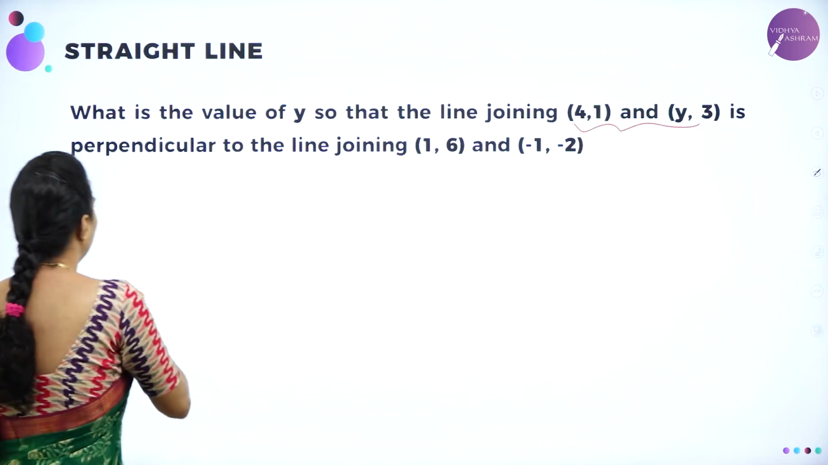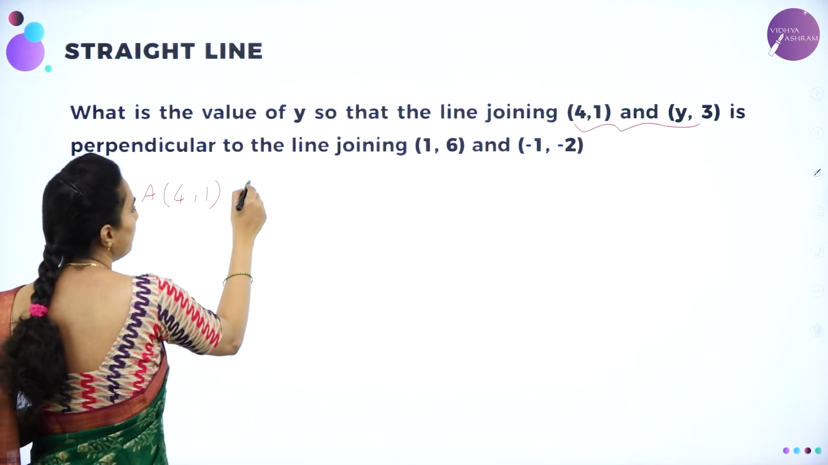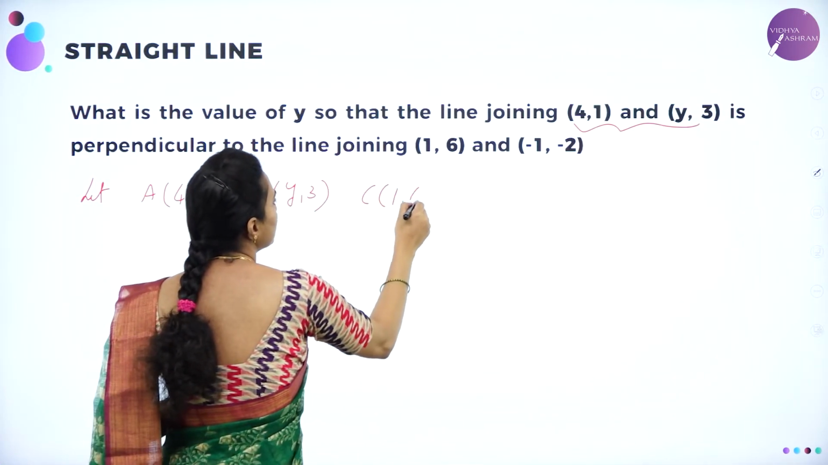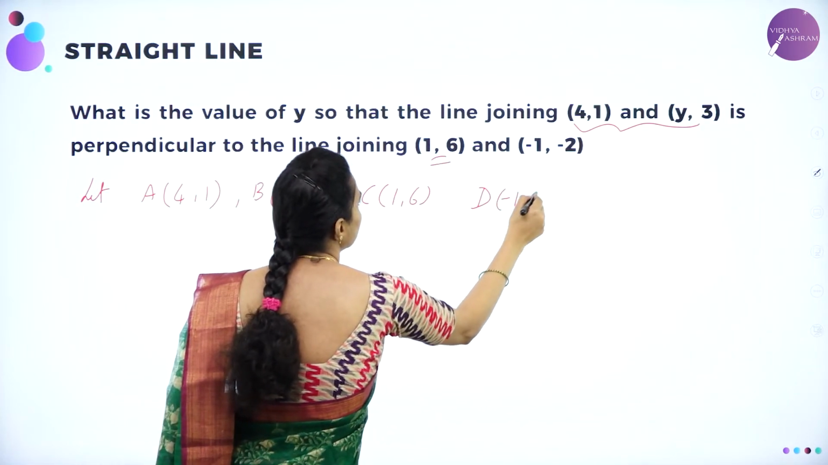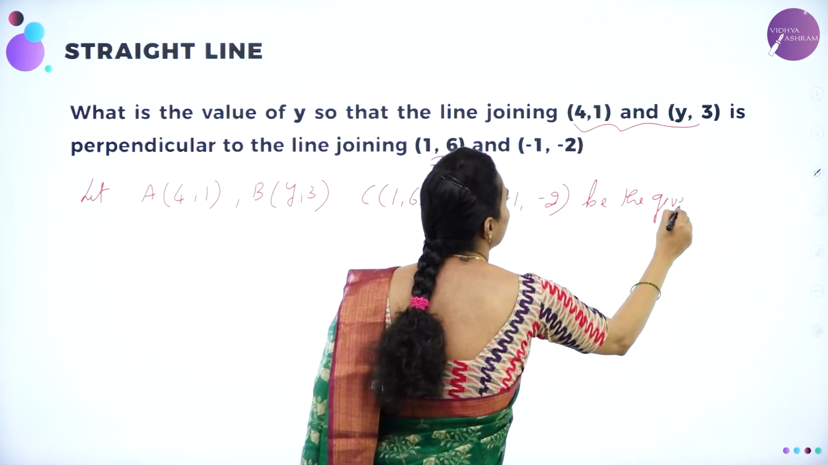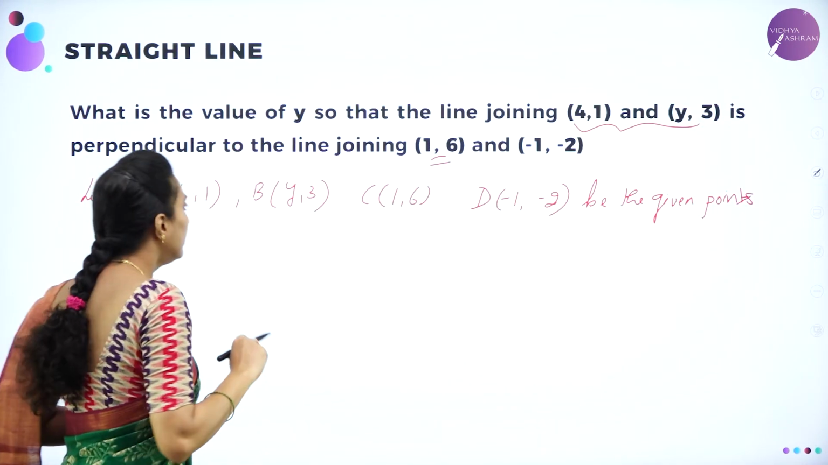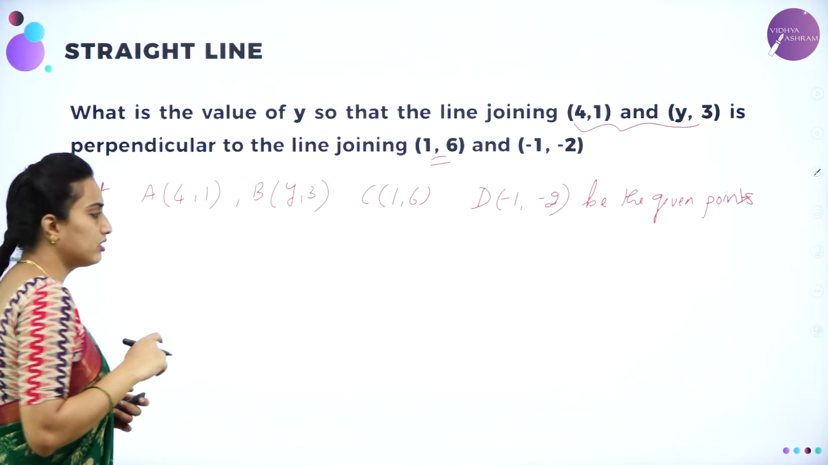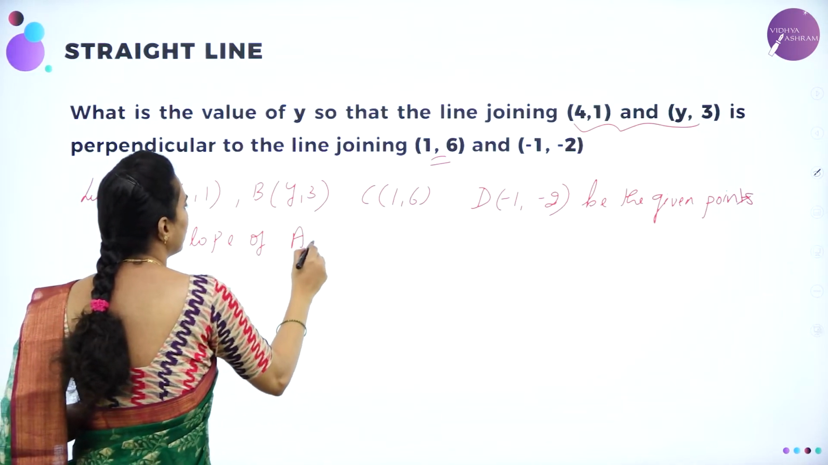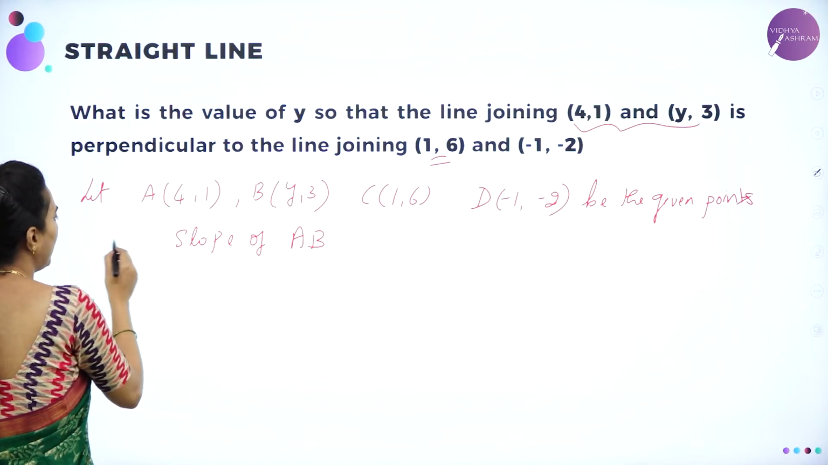So consider A of 4, 1, B of y, 3, C of 1, 6, and D of -1, -2 to be the given points. I'm going to consider the points like that. Now I need to find the slope of AB, because they have given that they are perpendicular to each other. So which I am going to call M1.